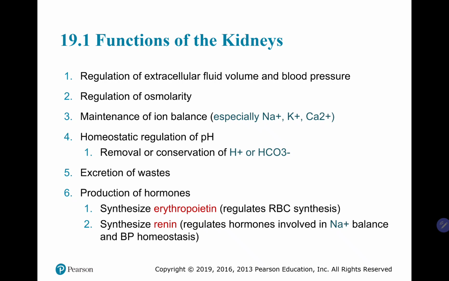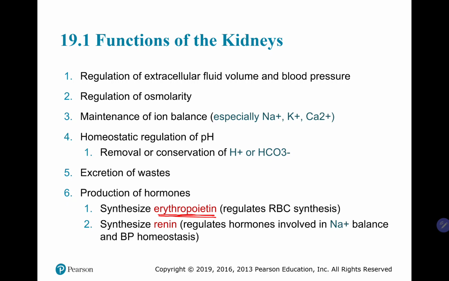And also don't forget about the hormone function of the kidneys, right? So the kidneys also produce hormones, or its endocrine function. In producing hormones, number one, we're going to produce EPO, or erythropoietin. Erythropoietin is going to be a hormone that will stimulate more red blood cells to be produced, right? So it regulates red blood cell synthesis.